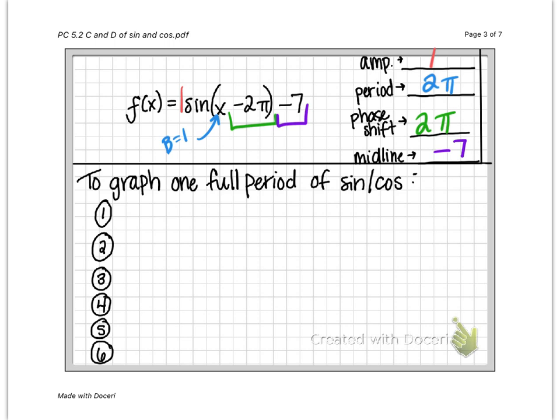This section, these 6 steps to graph 1 full period of sine and cosine are going to be super important, and you should use these to reference until you get the hang of it and can do it from memory. Step 1 is going to be to sketch the midline. So identify the midline, sketch the midline. Step 2 is going to be to sketch the amplitude boundaries, because the amplitude depends on the midline.